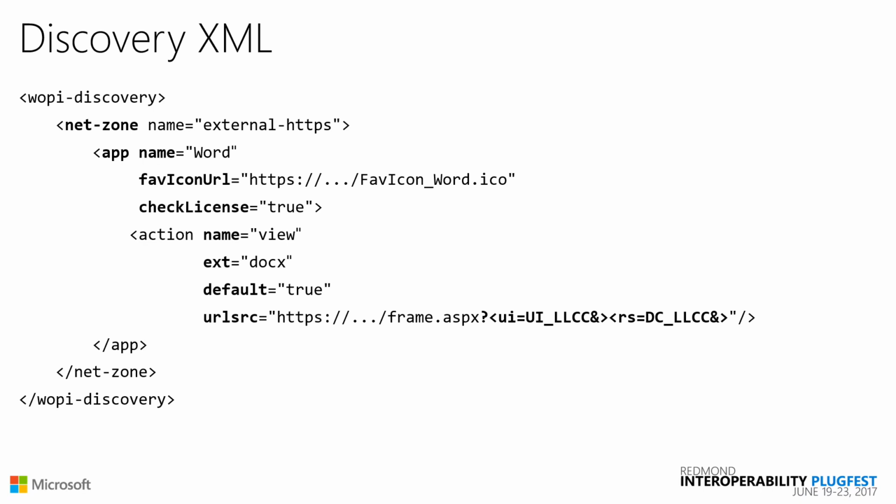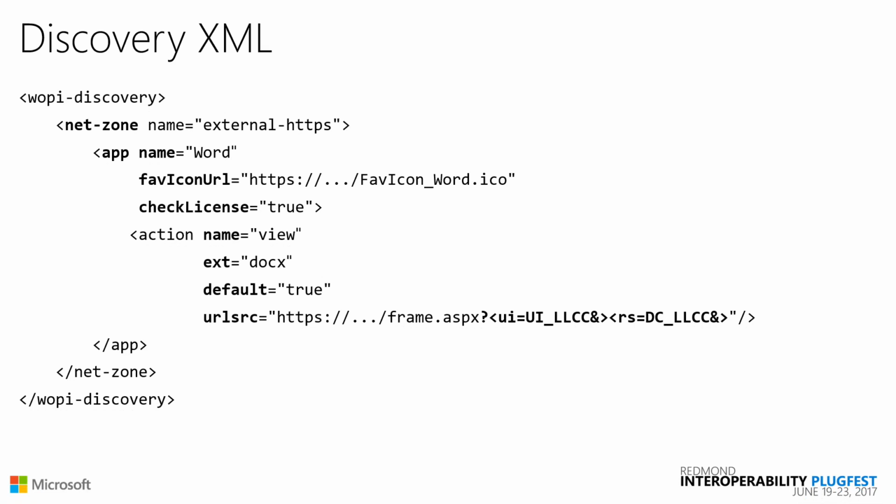These particular examples are for the locale, or the UI language, that we'll use. So if you're integrating and you say, well, this user has their language set to Greek, then you could replace the UI LLCC placeholder value with the Greek language code, and then we would render in Greek.